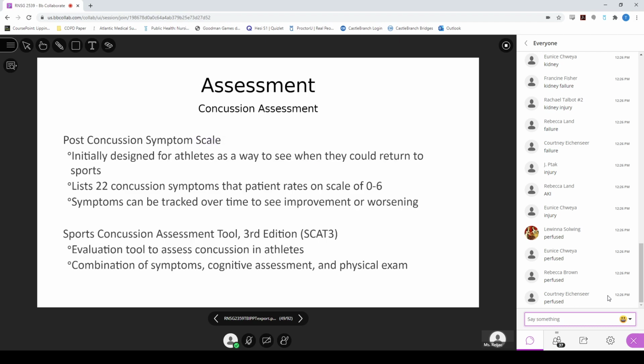We talked about the mild and early symptoms of brain injury, and that includes the concussion, that loss of memory, that confusion, that irritability. So remember all of those symptoms. And then your post-concussive symptom scale, it's initially designed for athletes so that they could return to sports, but it has these 22 concussion symptoms, and it rates the patient on a scale of 0 to 6. Tracked on this system, you can see it improve or worsen over time.